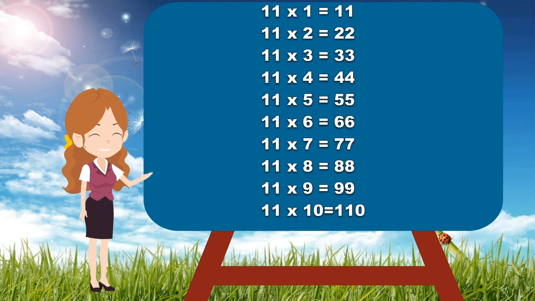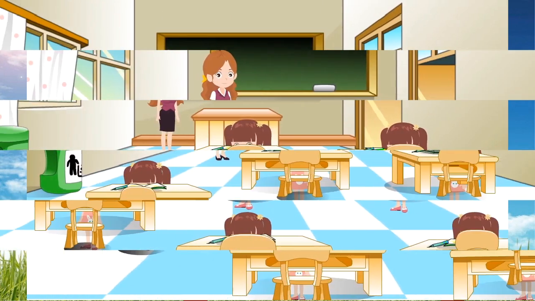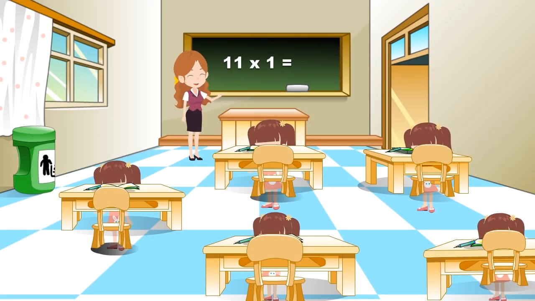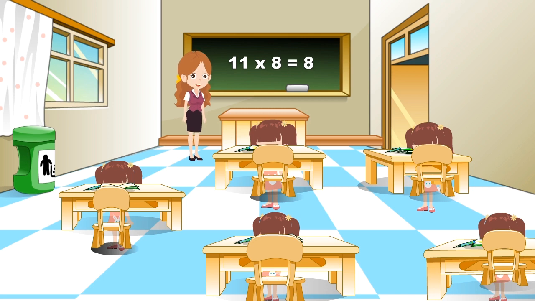Now children, repeat this table with me. 11 ones are 11. 11 twos are 22. 11 threes are 33. 11 fours are 44. 11 fives are 55. 11 sixes are 66. 11 sevens are 77. 11 eights are 88. 11 nines are 99. 11 tens are 110.